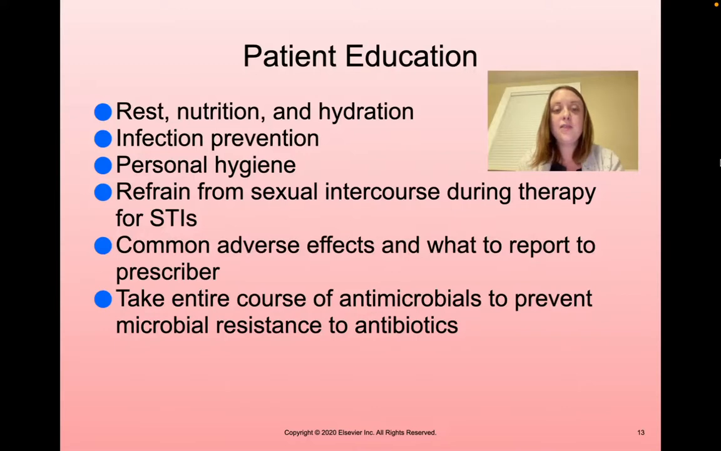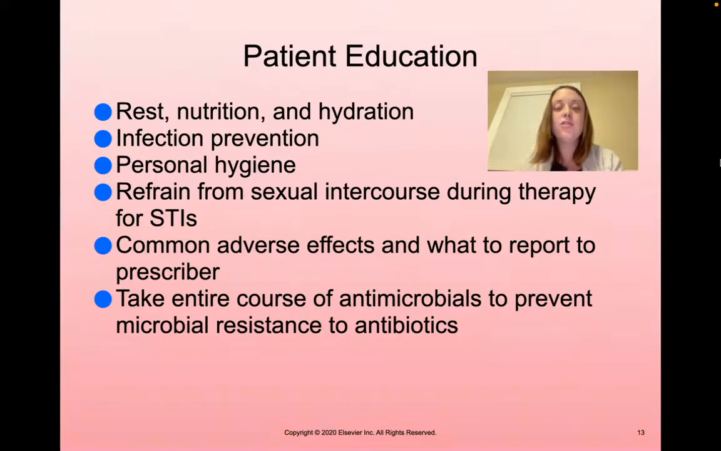We need to teach them if they're being treated for sexually transmitted infections, they need to refrain from sexual intercourse during that time. And that we need to teach them about the common adverse effects that we're looking for and what things are normal and what things need to be reported to the provider.